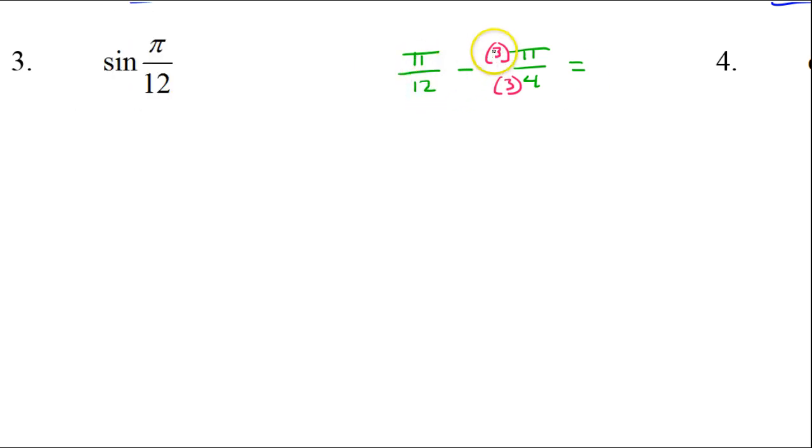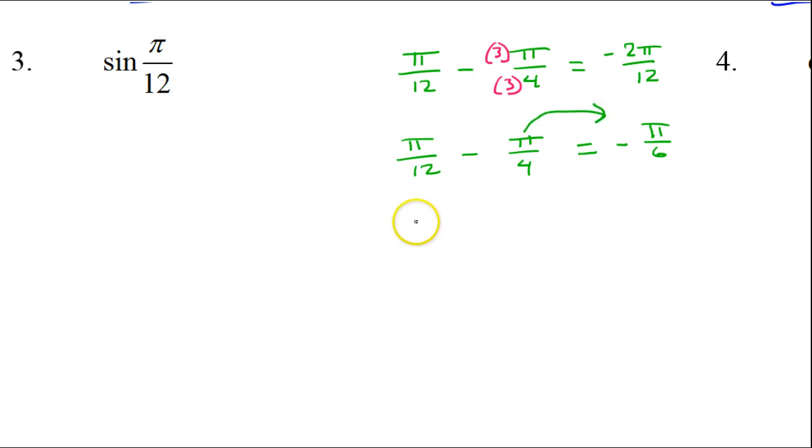So pi over 12 minus 3 pi over 12 is negative 2 pi over 12. Interesting. Well, of course, this reduces to negative pi over 6. So now I have pi over 12 minus pi over 4 is equal to negative pi over 6. Adding pi over 4 to both sides, in other words, moving pi over 4 to the other side, I'm going to have pi over 12 equals pi over 4 minus pi over 6. So this is how I will split it up.